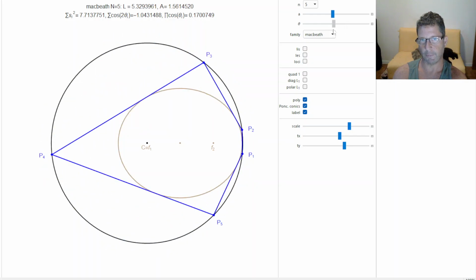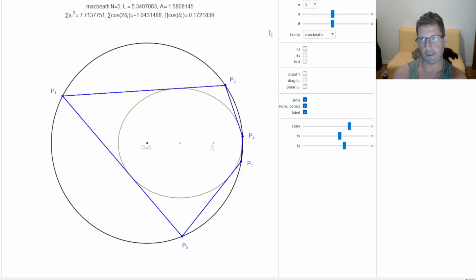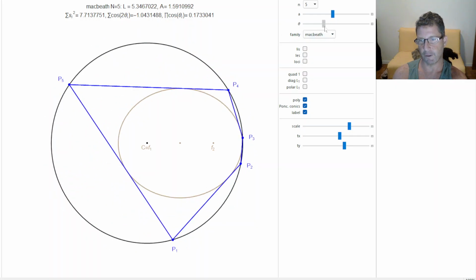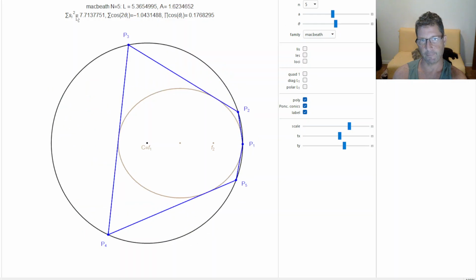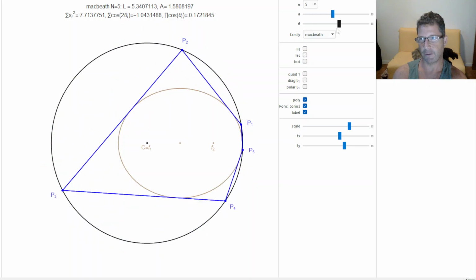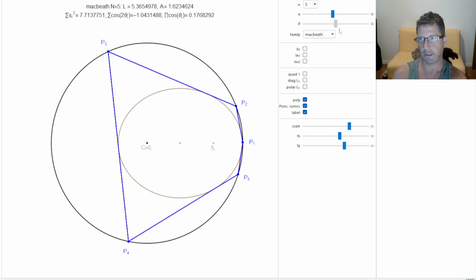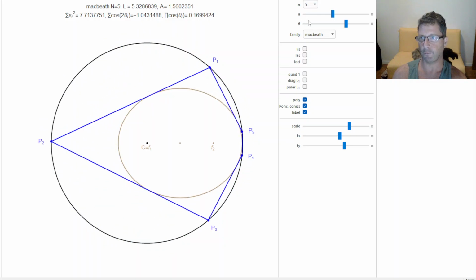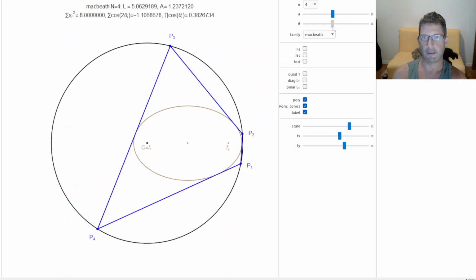And what I'm showing up here is that as I vary or traverse the family, the sum of the side lengths squared is being conserved, as is the sum of the double angle cosines of this family. Let's try this example for n equals 4. I get the same phenomenon.